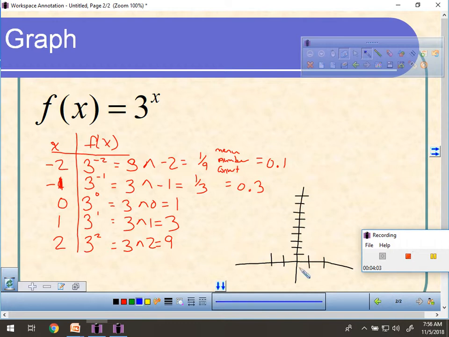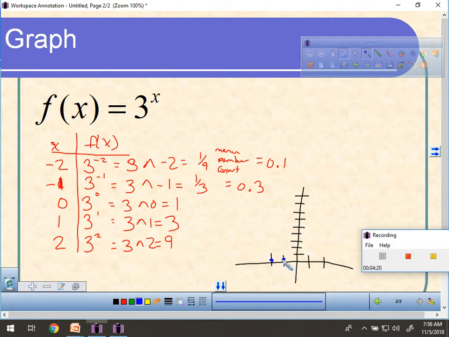We're just going to graph these five points. I'm going to start with the first one, -2, 0.1. Well, -2 is right here, and 0.1 is a little bit more than 0, so it's going to be right there. The next one is at -1, 0.3, so it's at -1, but a little bit higher.